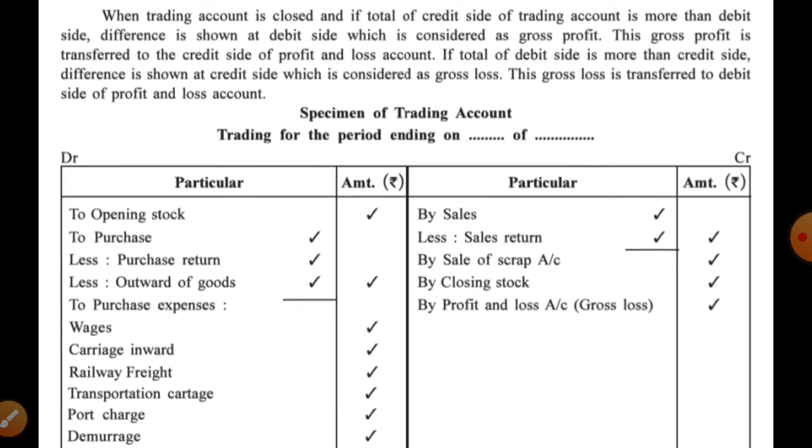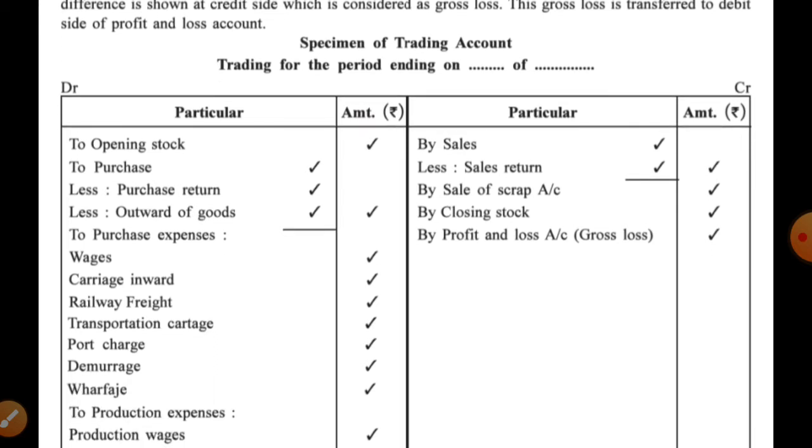Now, in the specimen of trading account, the first entry that I have told is the opening stock. Then afterwards, purchases minus purchase returns. Outward movement of goods may be goods distributed as samples, goods given as donation, or goods destroyed by fire. In any other way, if goods go out of the firm, they are to be deducted from the purchases. Then afterwards, purchase expenses, which include wages and carriage inward.